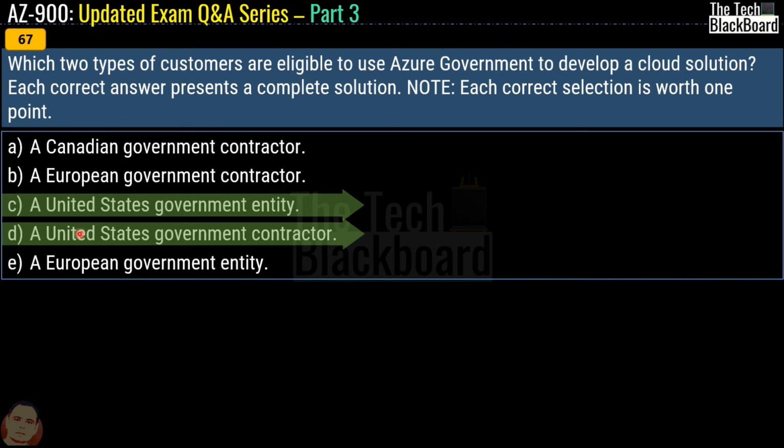But for now, a quick exam tip: whenever the question is asking about Azure Government, always be sure that Azure Government always relates to the United States.